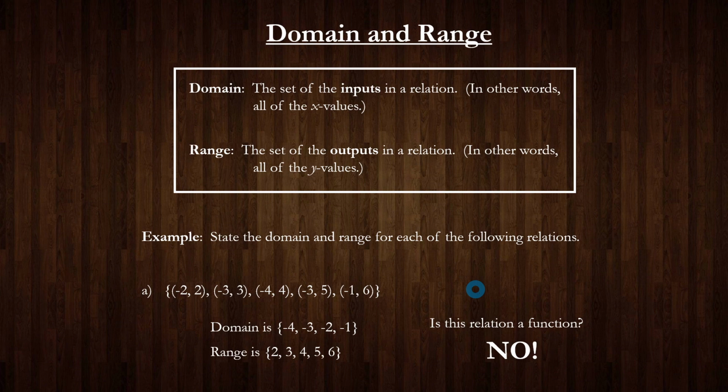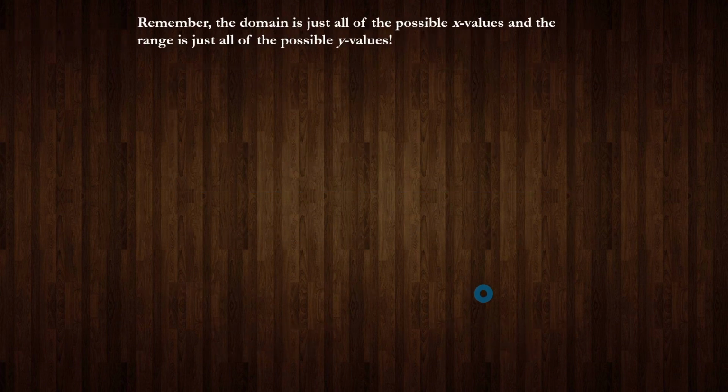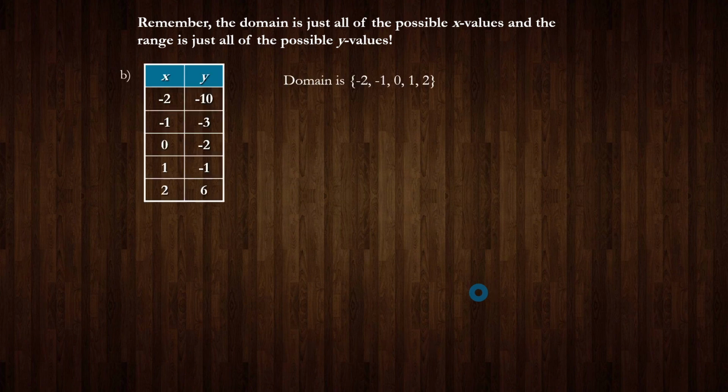Okay, let's move on and try some other examples. And I'll keep putting this reminder up. Remember, the domain is really just all of the x values that we're dealing with, and the range is just all of the y values. So when we see something like this, oh, sorry, that was a little quick there. All we really need to do is take a look at the x values and take a look at the y values and state them, and that will give us our domain and our range.